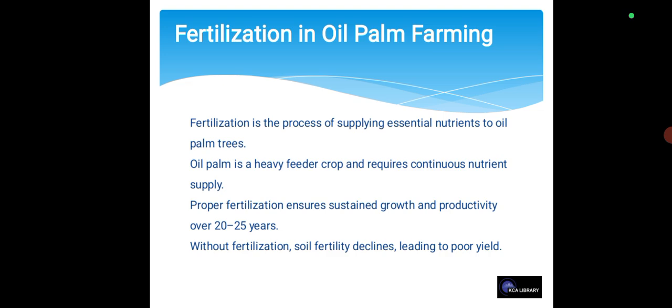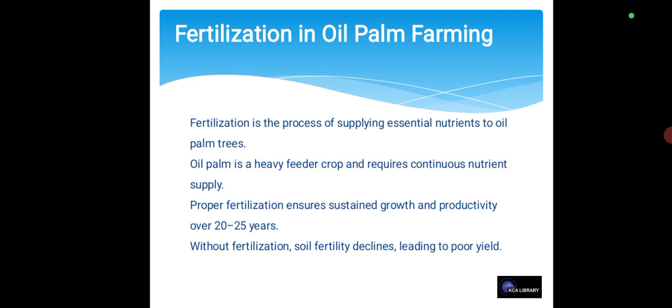So, fertilization is important. It's very important. It plays a vital role in ensuring optimal growth and productivity of oil palm plantation, because it can improve the fruit yield and quality. It can also prevent nutrient deficiency. It can enhance resistance to pests and diseases, and even sustains long-term soil fertility.